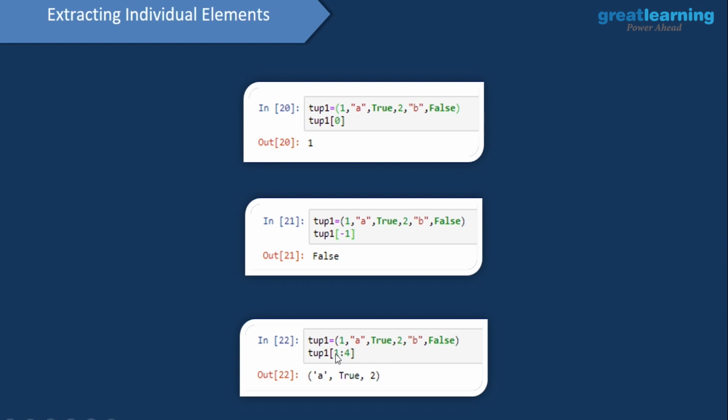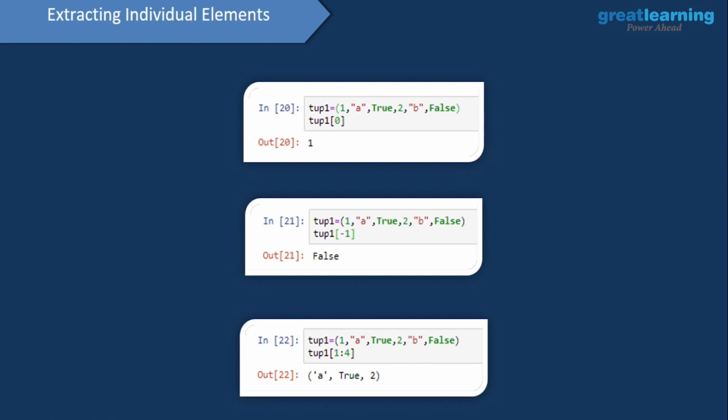So when you give 1, the starting index value is A, right? So we have 1 and we have extracted this element. But when you give in 4, this only goes till index number 3. So that is why we have extracted only A, true, and 2. So 2 is present at index number 3. We have extracted A, true, and 2. But when we have index number 4, we have the value B, but this is not extracted because index number 4 is exclusive.